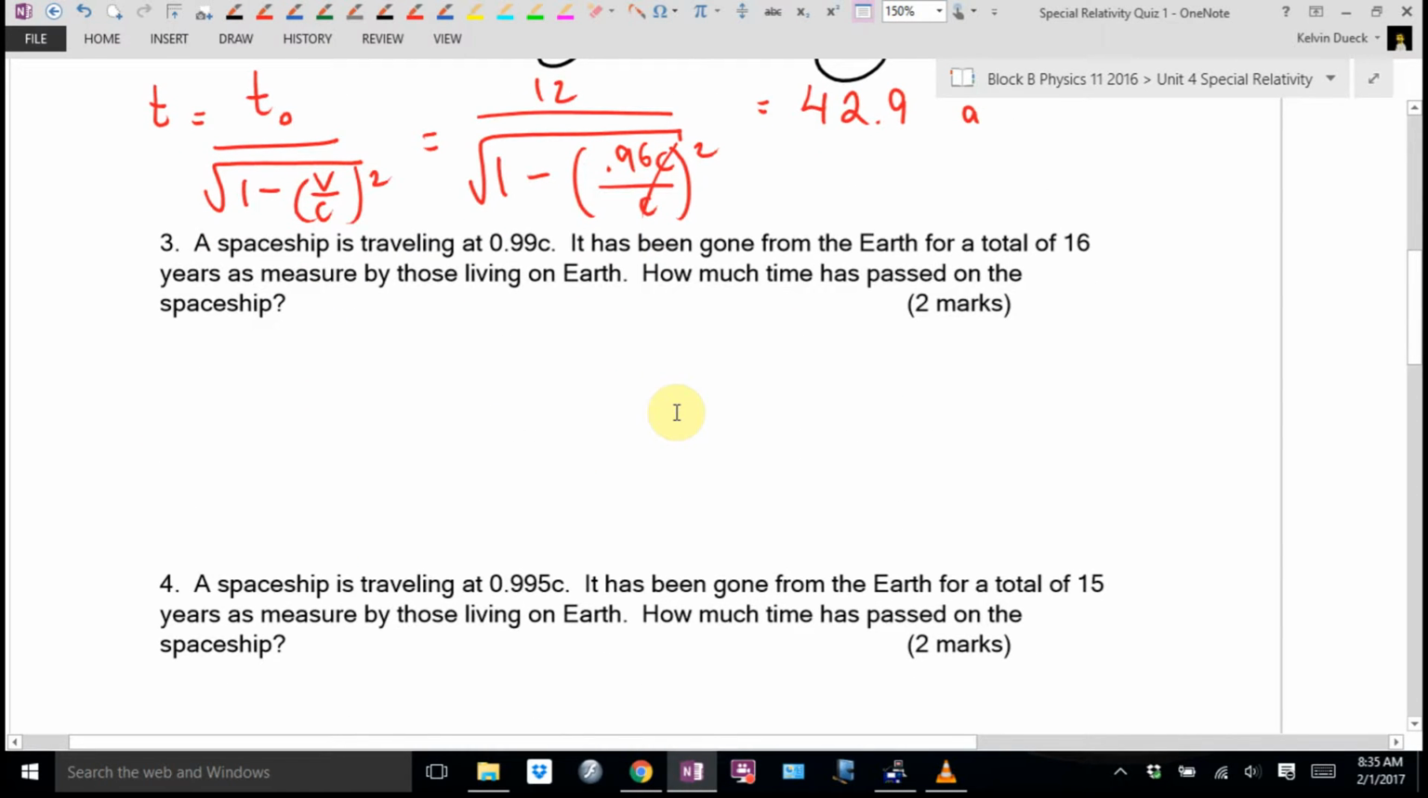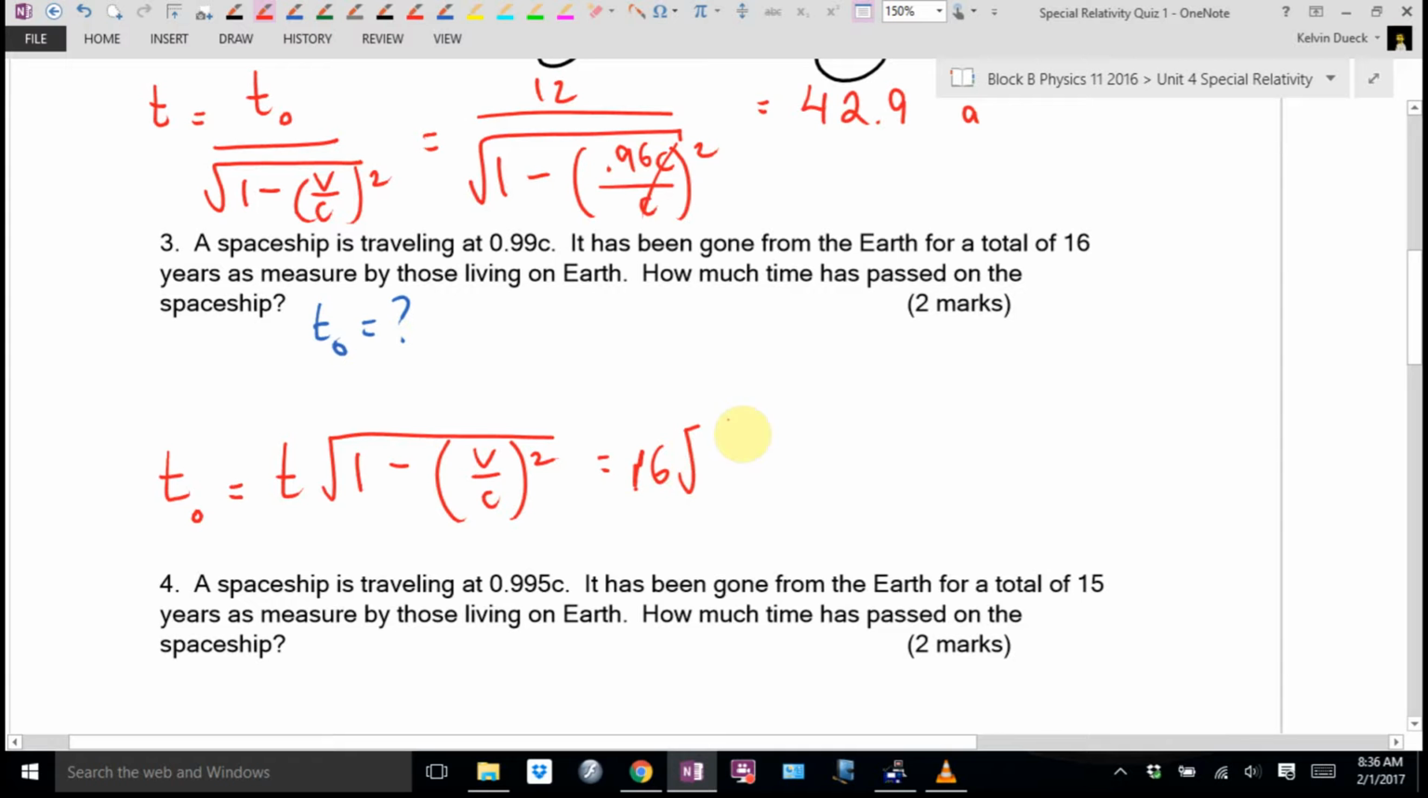Now they want me to find time on the spaceship. Now they want me to find time 0, which means now the equation is time 0 equals time back on Earth times the square root of 1 minus v over c all squared. It's going to be time back on Earth 16 times the square root of 1 minus 0.99c over c all squared.